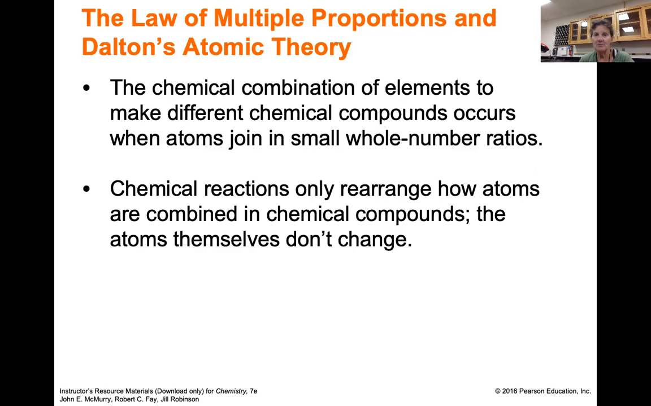So the chemical combination of elements to make different chemical compounds occurs when atoms join in small whole number ratios. So that makes sense. You have to take a particle of hydrogen, a particle of oxygen, combine those together. You can't combine half of a hydrogen or half of an oxygen. Chemical reactions only rearrange how atoms are combined in chemical compounds. The atoms themselves don't change.